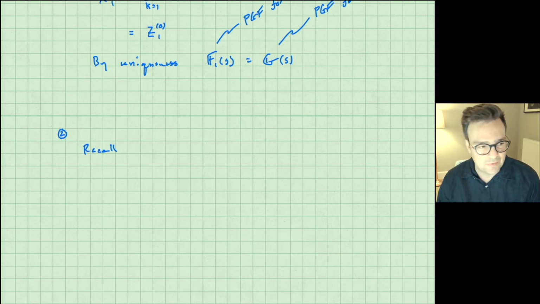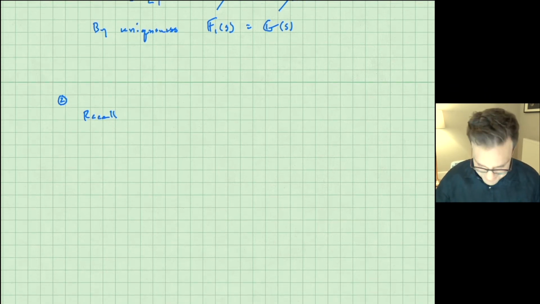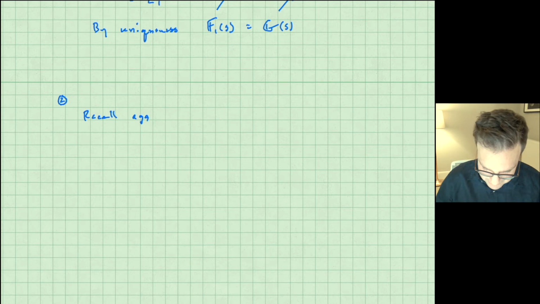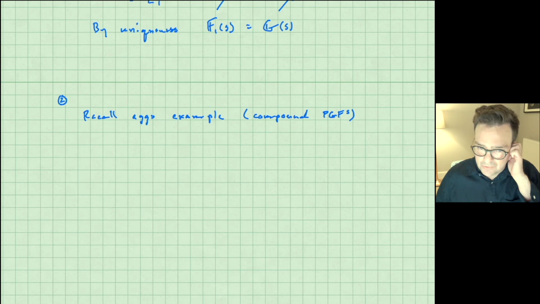In that case, we were talking about a fish. The fish had a bunch of eggs, and then there were independent, identically distributed events telling you whether or not the egg, well, let's write it down. So this is an eggs example, for compound probability generating functions, or this is what we called it, I think.